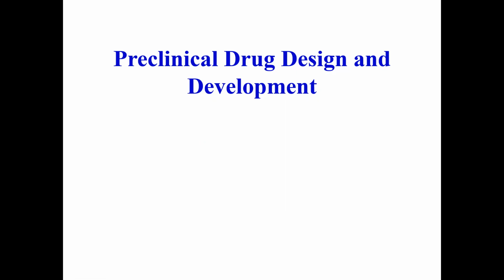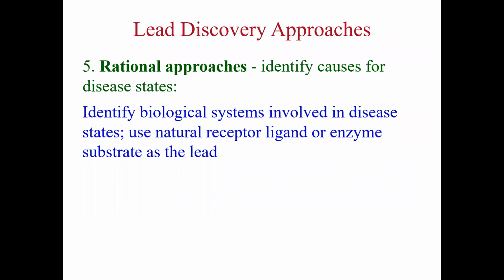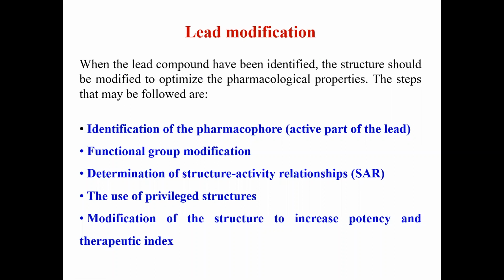This next presentation will be lecture number 2 on the lead optimization methods that we have been discussing for the past few weeks. Just as background again, you can go through all of the background, everything that we've been doing so far. In my previous lecture, we spoke about lead modification methods, the identification of the pharmacophore, functional group modifications, SARs, and the use of privileged structures.